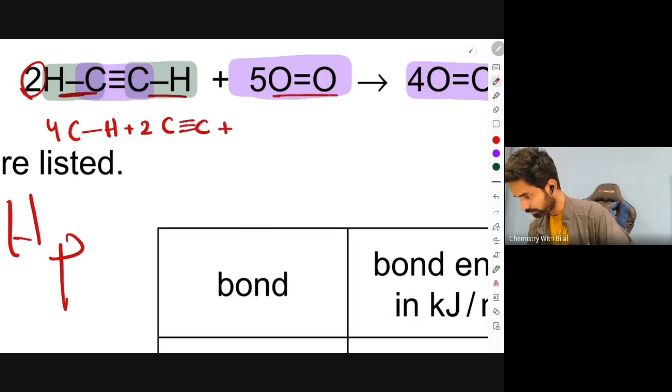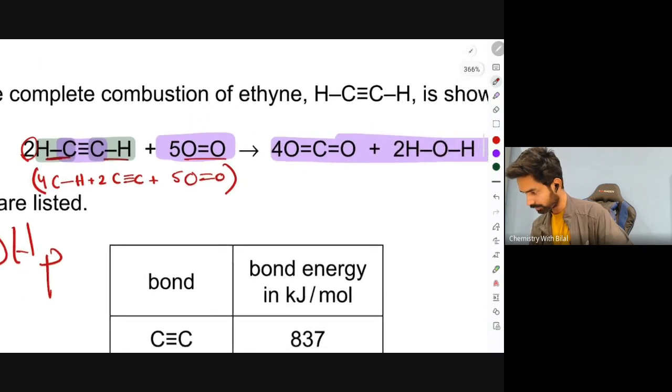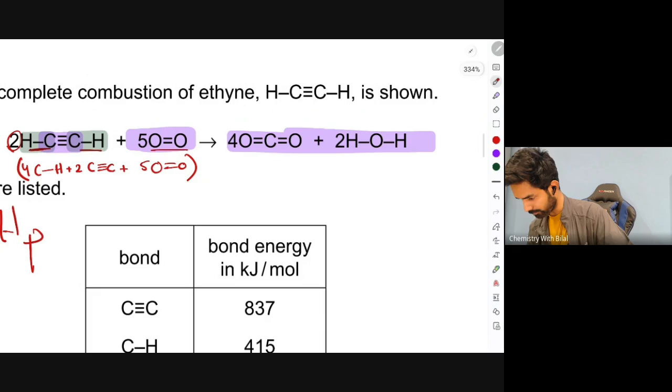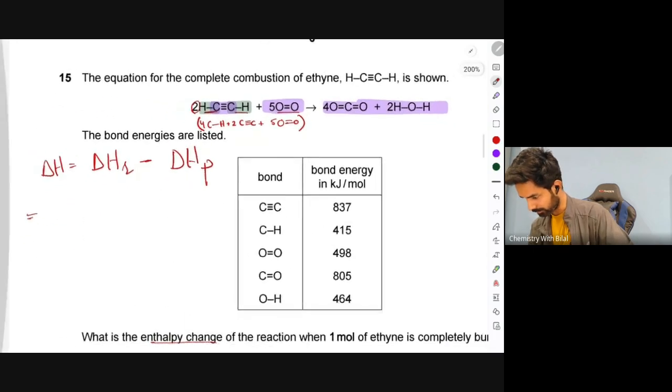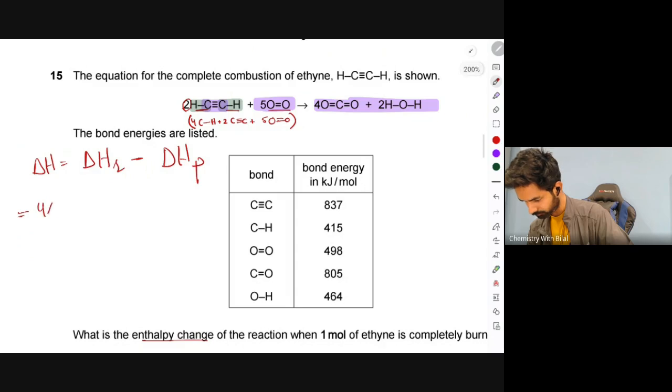Okay. Now ये तो सीधे सीधे आपको सामने लिखे में 5 oxygen bond. This is what we are going to break. And what are we forming here? Everything is mentioned. तो इधर डायरेक्ट लिखते हैं, इनकी एनर्जीज डालते हैं. Please use the calculator everyone. 4 times 415 plus 2 times 837 plus oxygen 5 है, so 5 times 498.